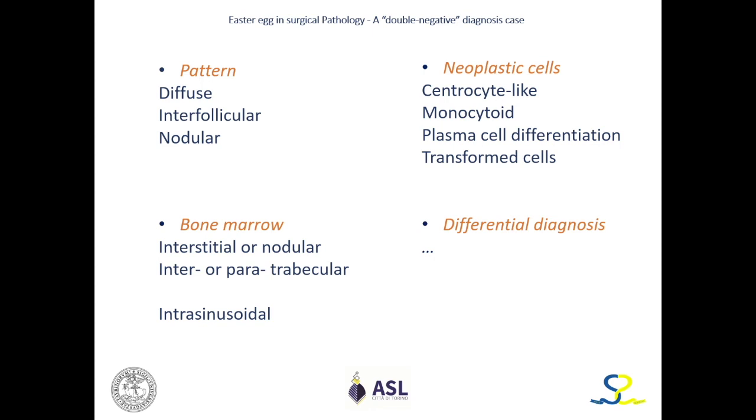Bone marrow involvement is usually interstitial or nodular, with an intertrabecular or paratrabecular distribution, and an intrasinusoidal infiltration could also be seen, but is less common. And regarding differential diagnosis, well, we said it's an exclusion diagnosis, so we have to exclude all the other low-grade mature B-cell lymphomas before making the diagnosis.